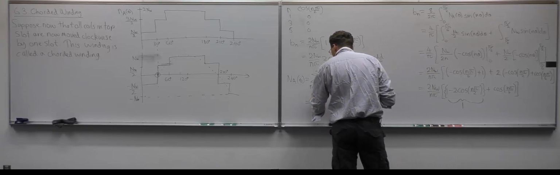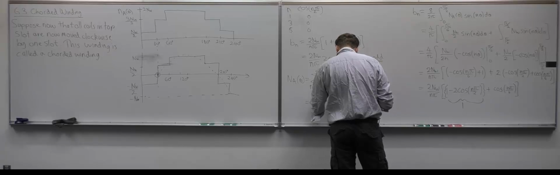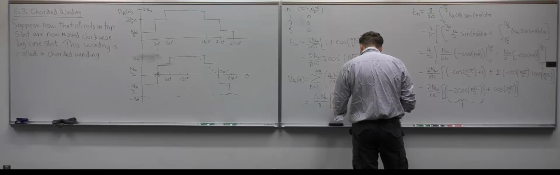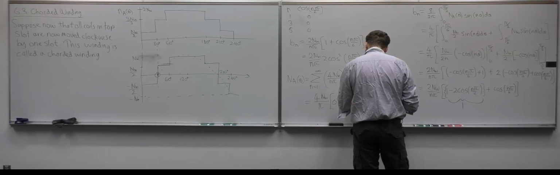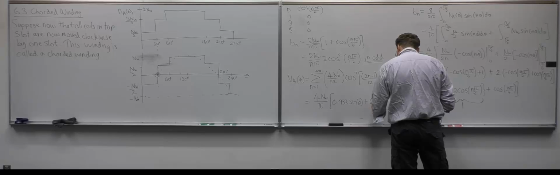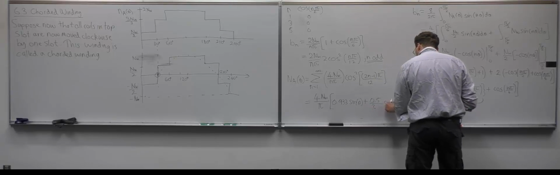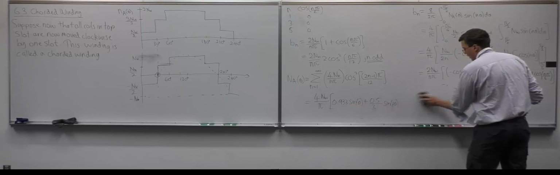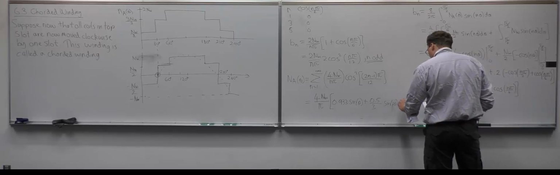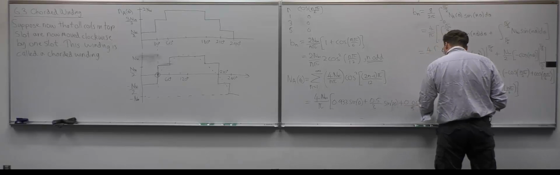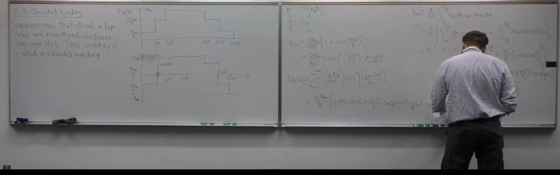Okay, so now let's put in a couple of numbers. Writing it in the same notation as we had before, I can write 4nw over pi, and then for n equals 1, 0.933 sine theta, and then the third harmonic gives us 0.5 divided by 3 sine 3 theta, and then going one step further, plus 0.067 divided by 5 sine 5 theta, and so on.